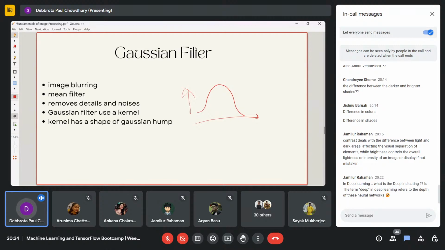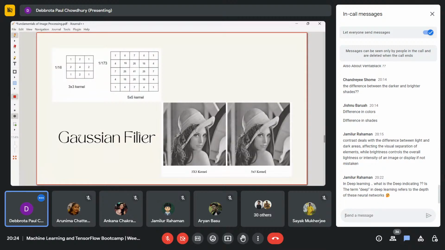Here we use the kernel. You know, right? Kernel. I don't know how many of you know deep learning. In deep learning, we use the concept of filter or kernel. So that came from this part.